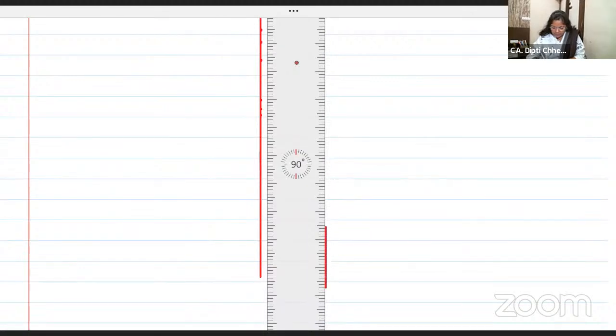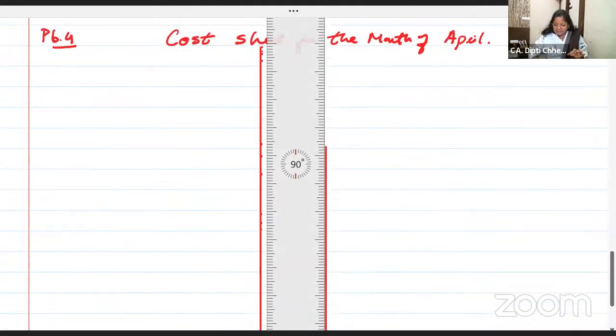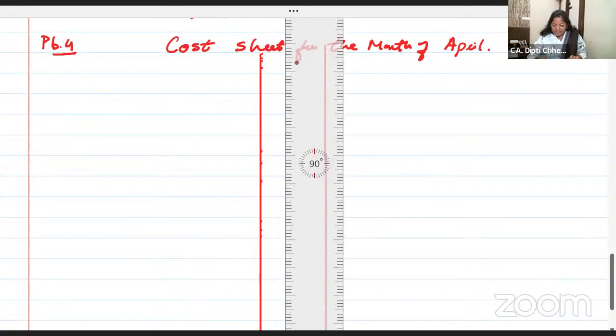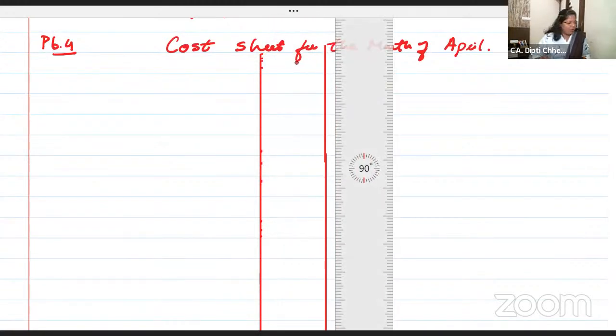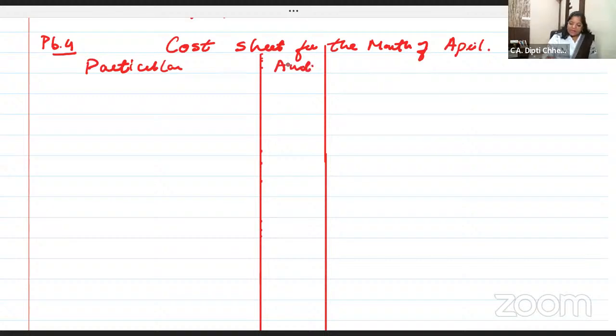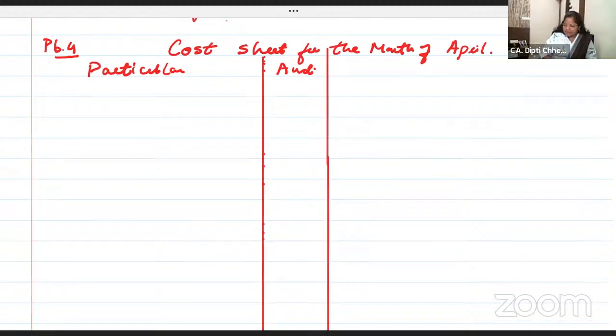Particulars. This time they didn't give percentages. I want to give you a very vast mindset that anything can come in the exam, dear. Particulars, amount, and they didn't give you per unit or any working, nothing. Okay. Particulars and amount in rupees. They didn't say it is in thousands and all, so we can also decide.